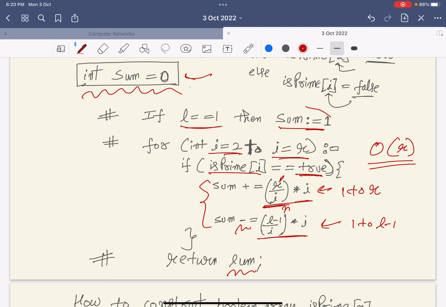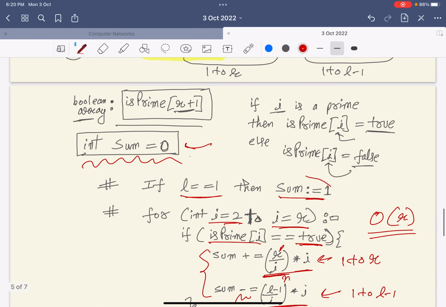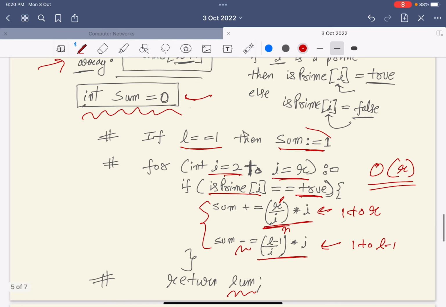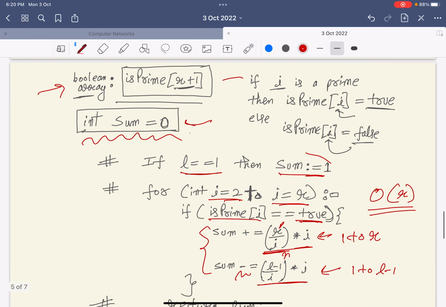So we have built up our solution when we are given this Boolean array. Okay. So now the next question is how to construct this Boolean array which has information of all the numbers from range 1 to R, whether they are prime or not.